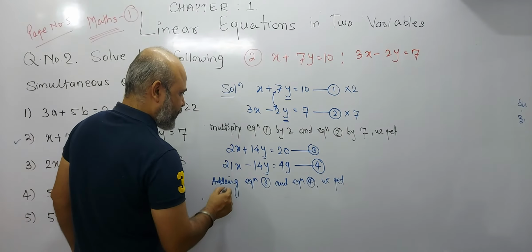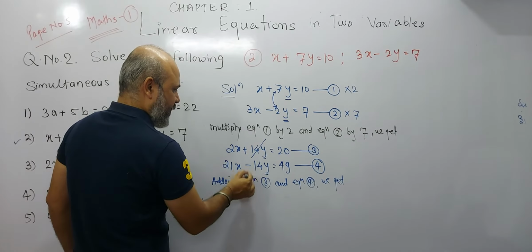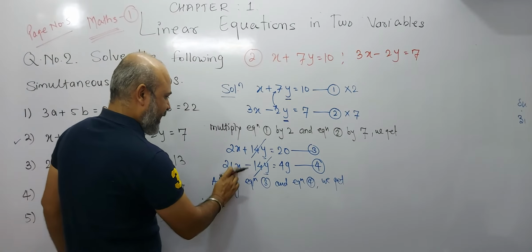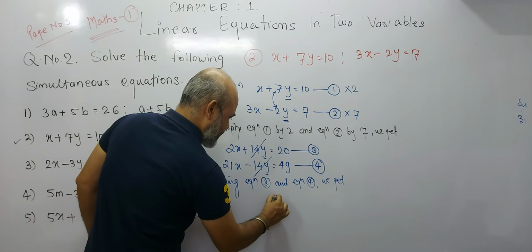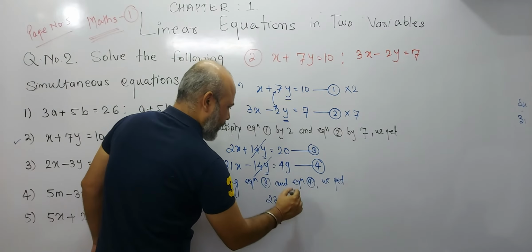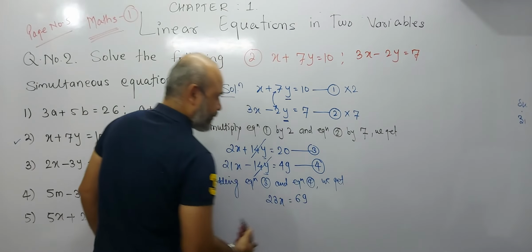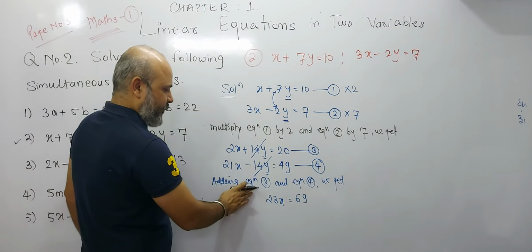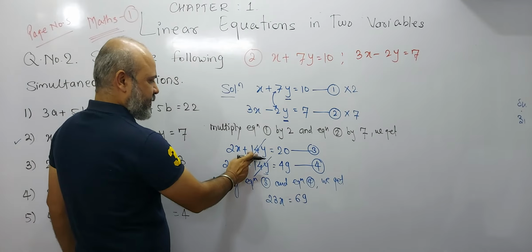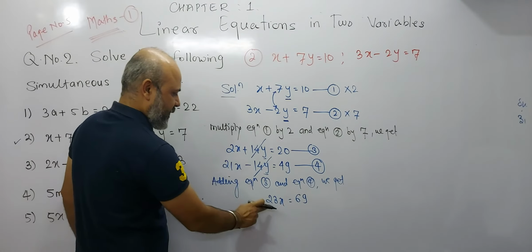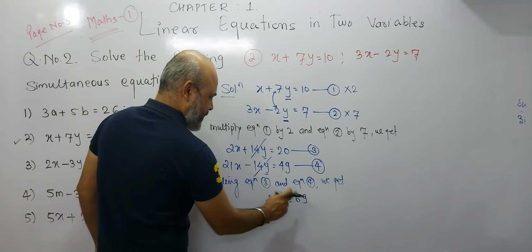So what will you get after adding equation 3 and 4? So what will happen, student? This plus 14y and minus 14y will cancel out. 21x plus 2x, 23x, and this is equal to 49 plus 20, this will be 69. So when you add equation 3 and 4, plus 14y and minus 14y cancel out. You will get 21x plus 2x, 23x. This will be what? 69.